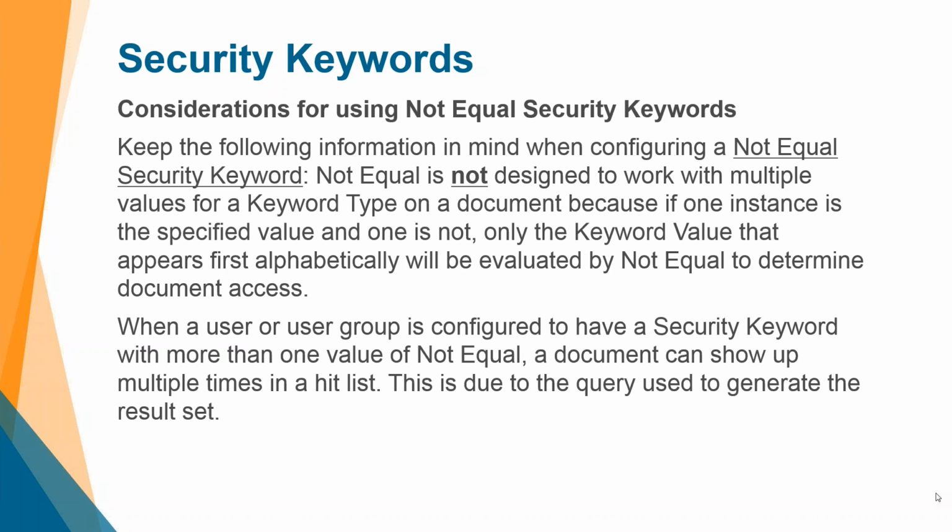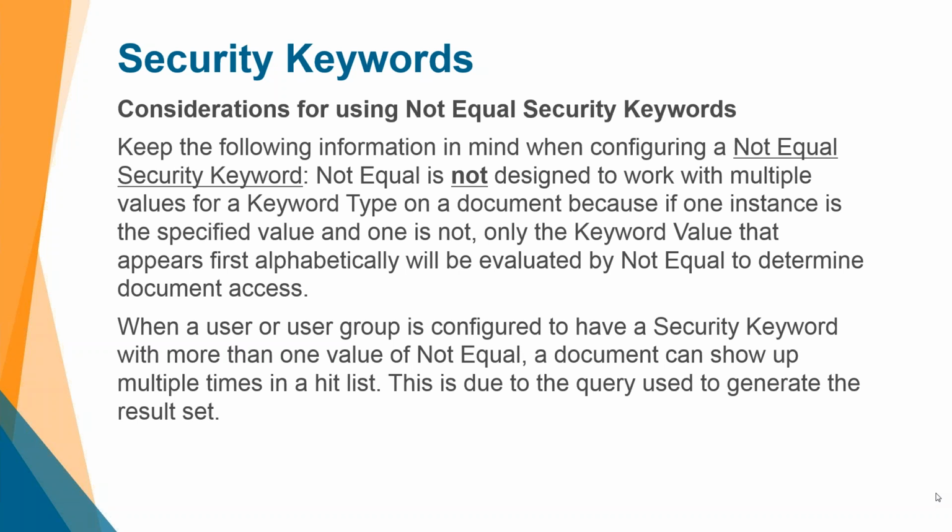We've seen a couple of these come into play, where you think you are restricting a document from certain users, but because, like it says, it appears first alphabetically, it will be evaluated by the not equal to determine the document access, and in turn, it actually allows the user to have access to it.